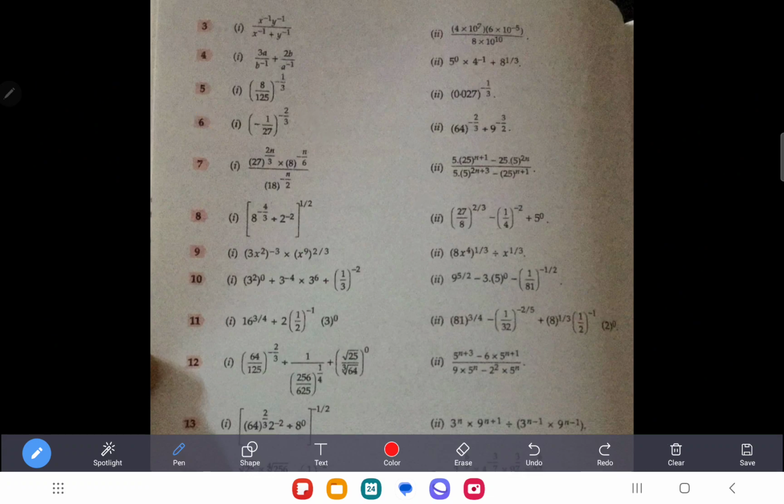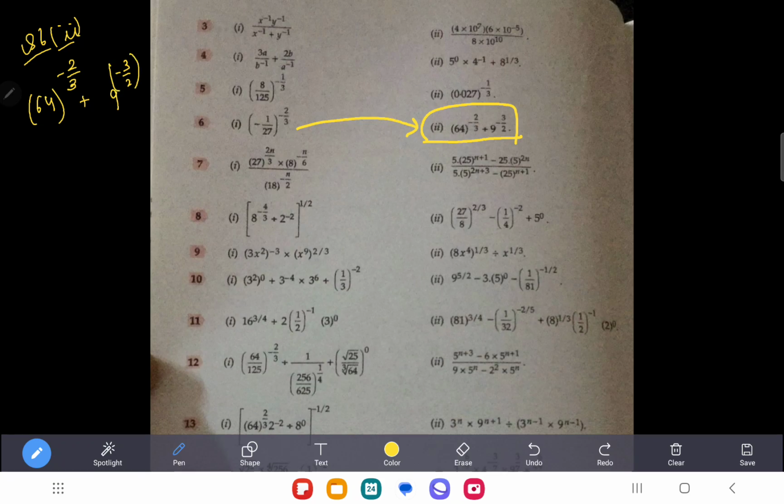Next question, let's see. Next question that we have is going to be this one. Sixth question, second part. What does it mean? It says 64 raised to the power -2/3 plus 9 raised to the power -3/2.